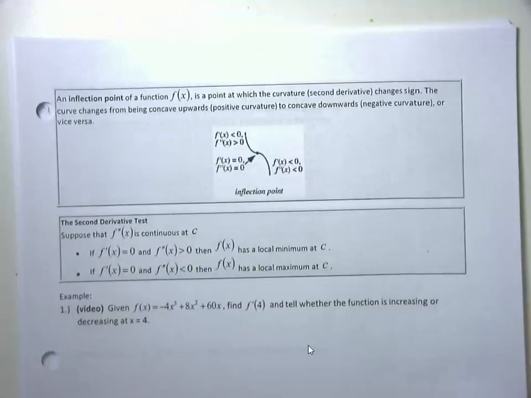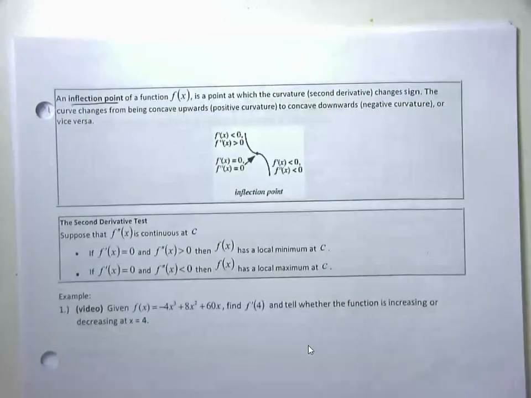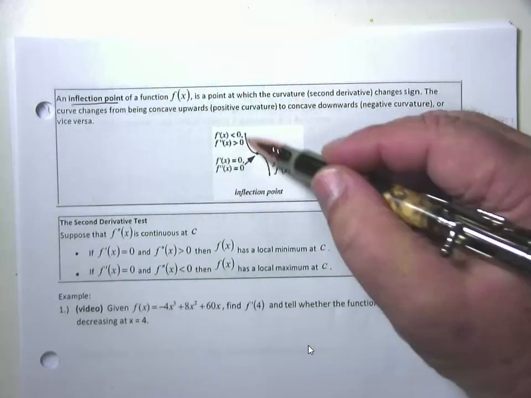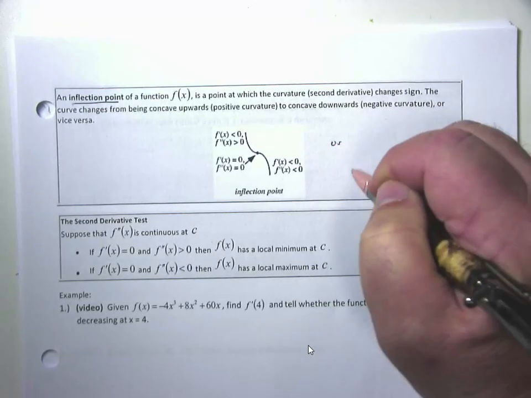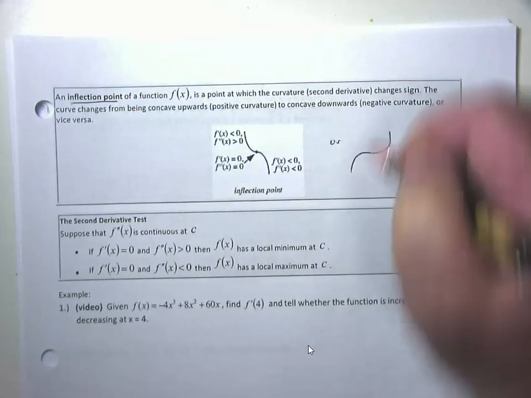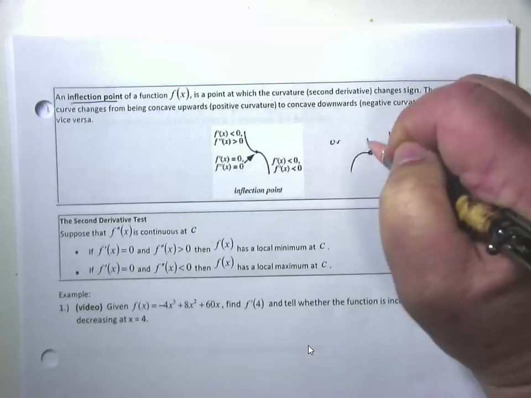More definitions. An inflection point of a function f of x is a point at which the curvature, second derivative, changes signs. The curvature changes signs from being concave upwards, positive curvature, to concave downward, negative curvature, or vice versa. Basically, you may go U-shaped up then U-shaped down, or U-shaped down and then U-shaped up. These points right in here are the inflection points.